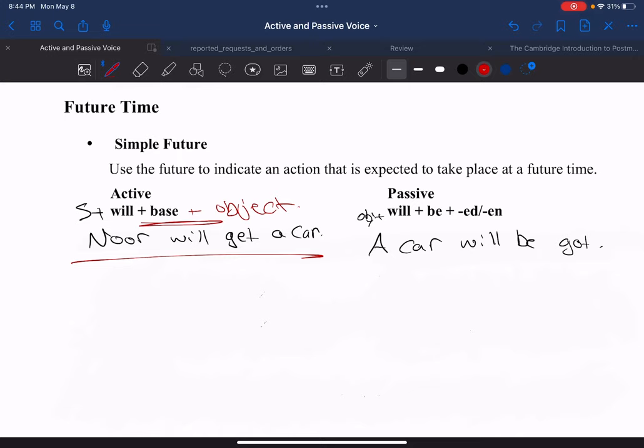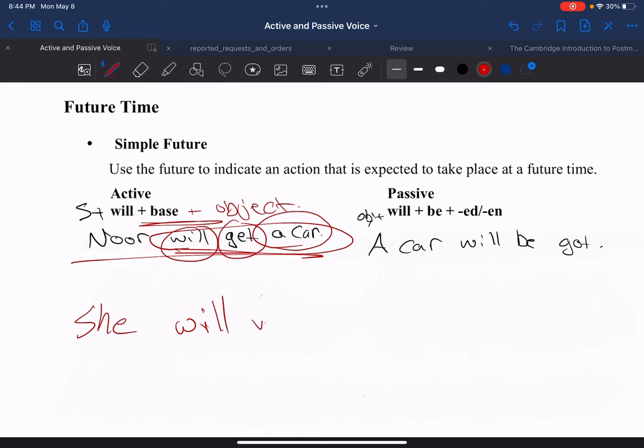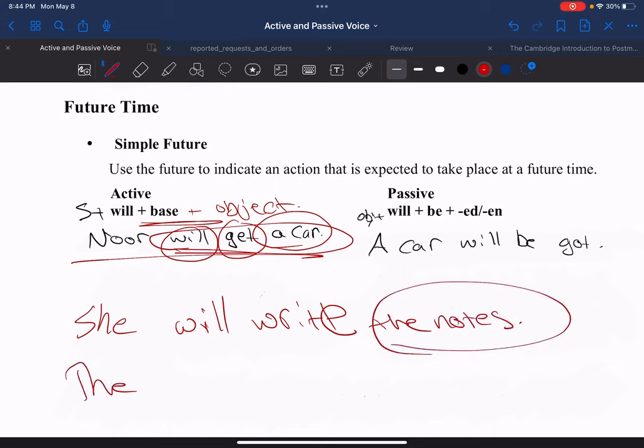You have the subject, and we go everything according to the rule. You see? This is the will, this is the base of it, and this is the object. A car will be got, or for American, will be got. Now, or you can say she will write the notes. The notes will be in the beginning.